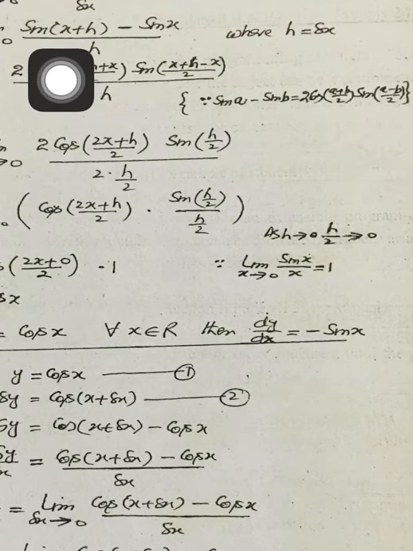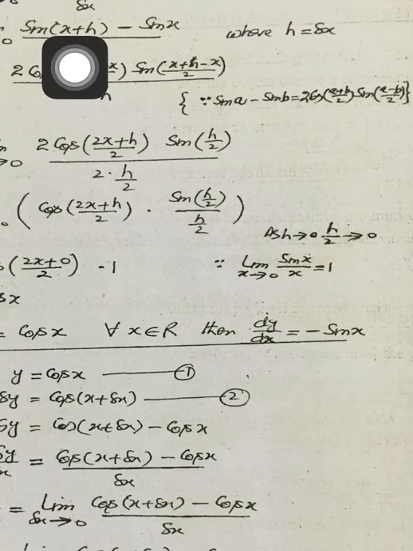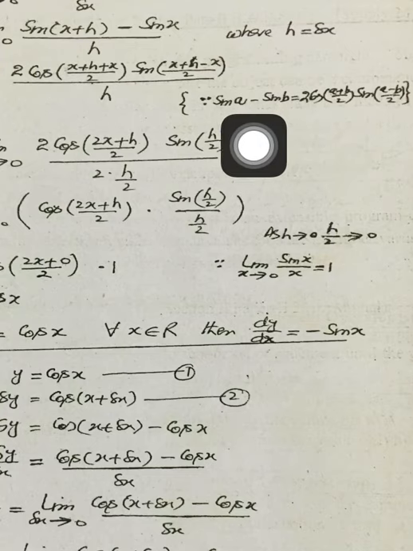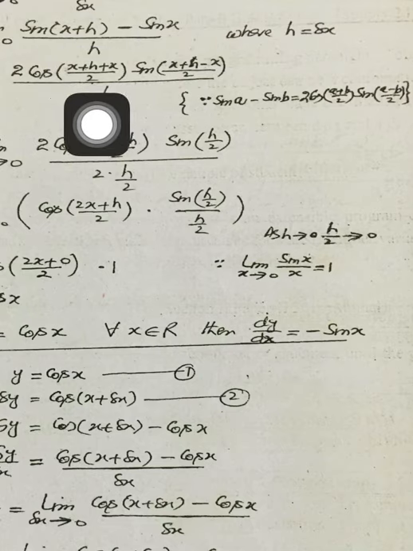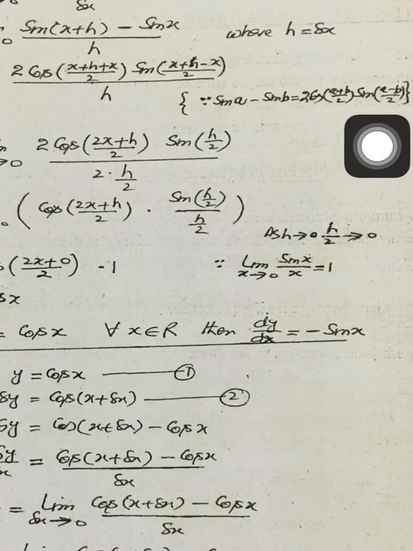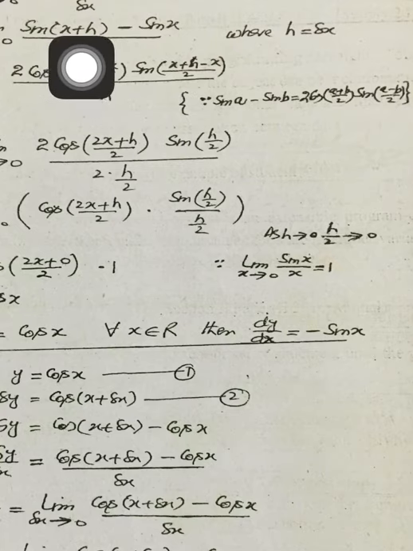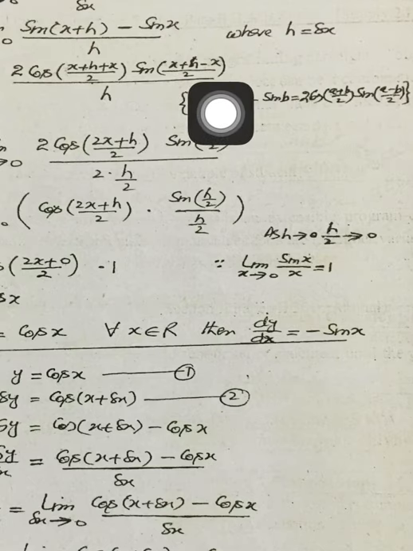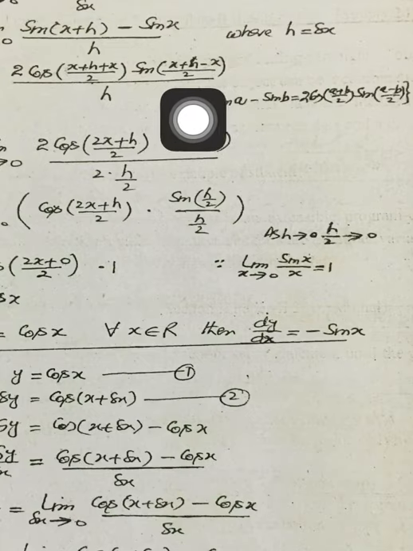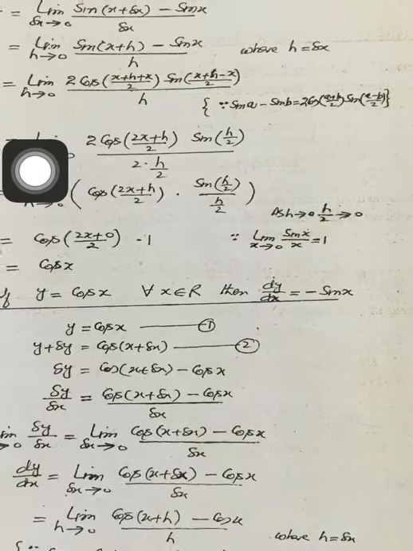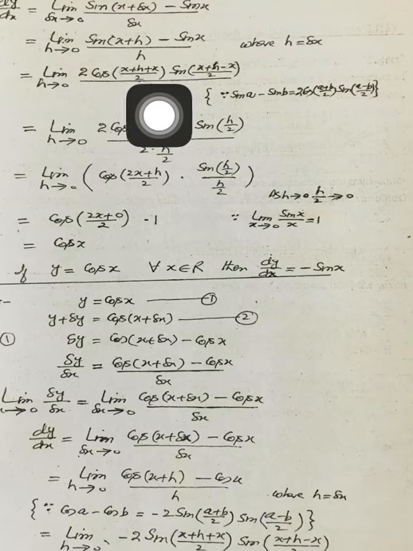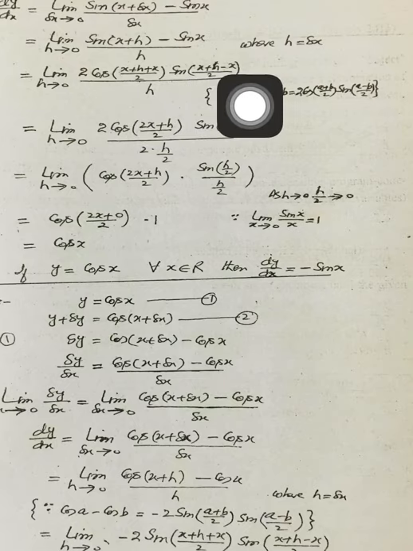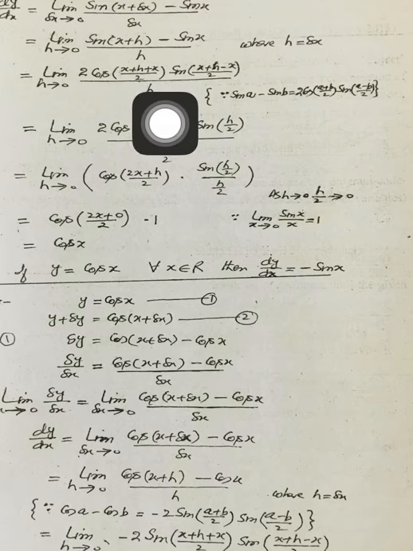So here the A is basically x plus h, and the value of B is x. So x plus h plus x over 2, and sine of x plus h minus x over 2, and the 2 from the formula is here. Like 2 cos of x plus h plus x over 2 sine of x plus h minus x over 2, divided by this h.